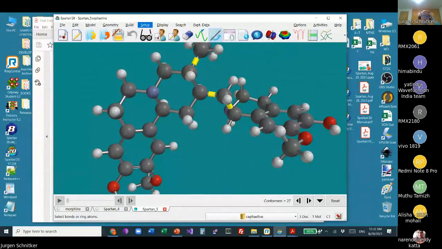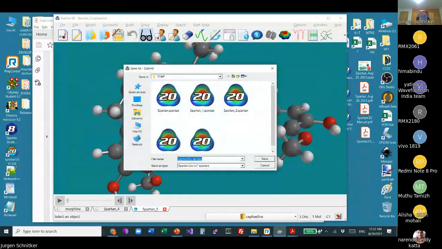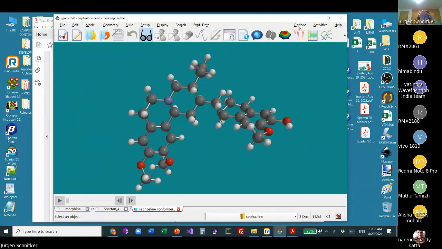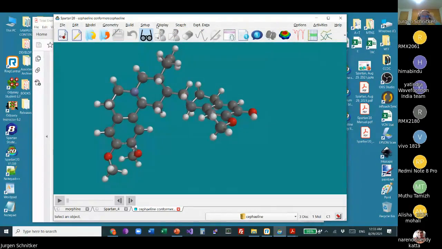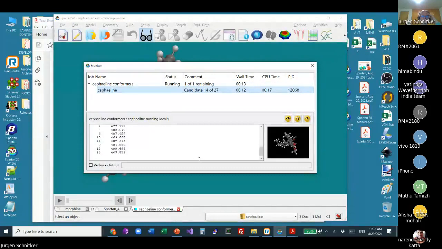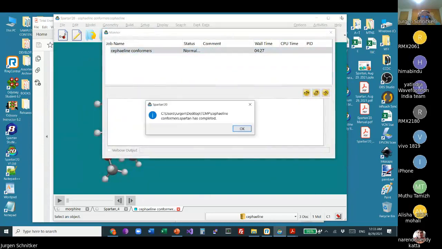Then I go to setup calculations, and here go to similarity library, and maximum conformers examined 5,000, all fine. Do a submit, and my cephalene conformers will now generate the library. This should be running and hopefully finish in finite time. So, monitor. It's on 13 already, so it checks whether they are relevant or not. 21, 26, and there we go, completed.